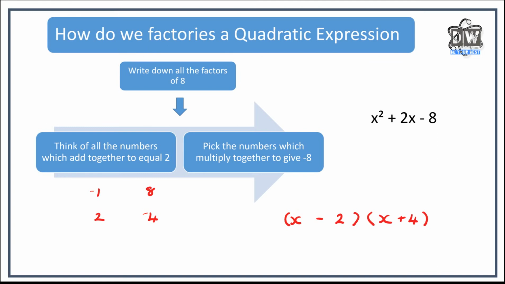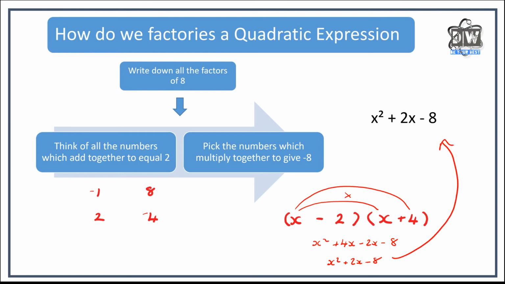So x times x is x squared. X times plus 4 gives me plus 4x. Minus 2 timesing by x gives me minus 2x. And minus 2 timesing by plus 4 gives me minus 8. And I can see when I collect those like terms, I do get what I need to get for this to be correct. Hopefully that makes perfect sense.